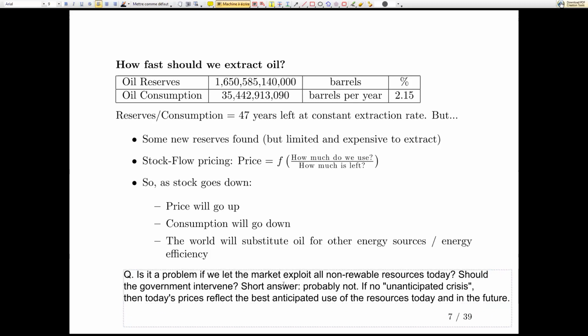What we should care about, though, is market failures, like greenhouse gases, for instance.